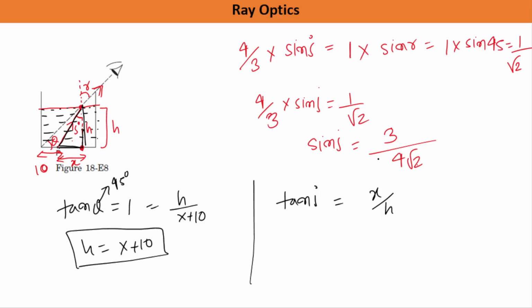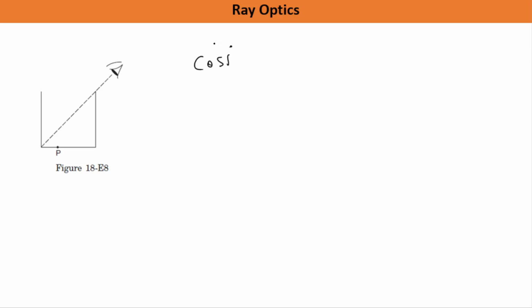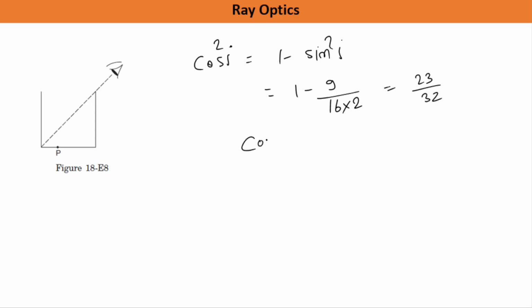Sin of i is known, right? So cos of i you calculate. Cos of i will be equal to how much? So cos square i is 1 minus sin square i, and this is 1 minus 9 by 16 into root 2 whole square, 2. So this will become 23 by 32. So cos of i will be equal to how much? Root under 23 by 32. So this is root 23 by 4 root 2.